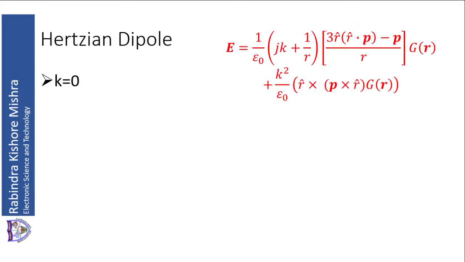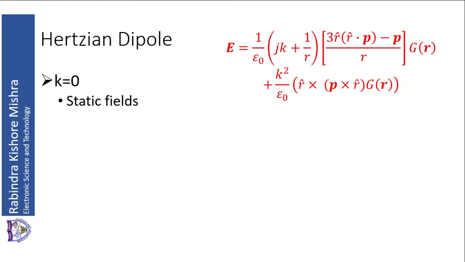Now, let us consider a little bit of physics for the Hertzian dipole. Let us start with the static field, k equal to 0. As you know, k is equal to omega root over mu epsilon 0. Mu is not 0, epsilon is not 0. Therefore, k equal to 0 indicates omega is equal to 0. Omega equal to 0 means frequency is 0, and frequency 0 means it is a static field.